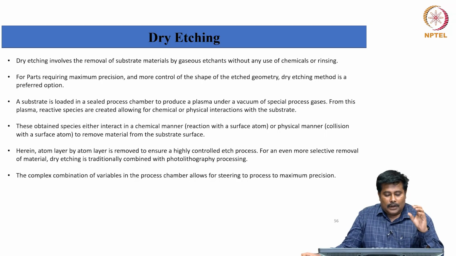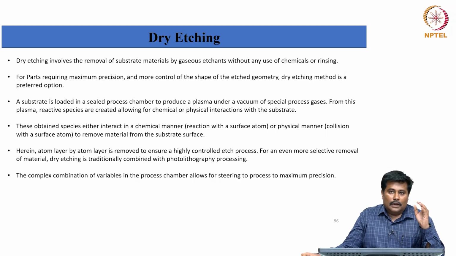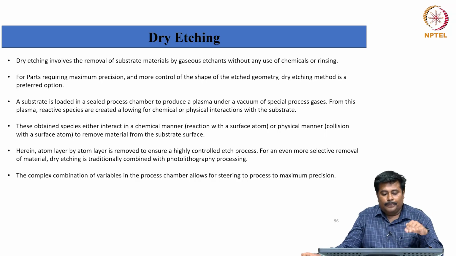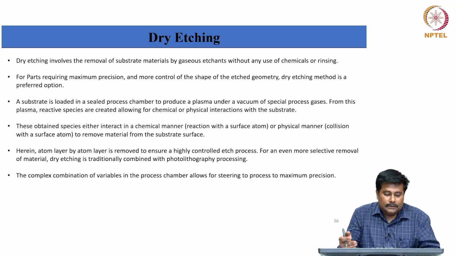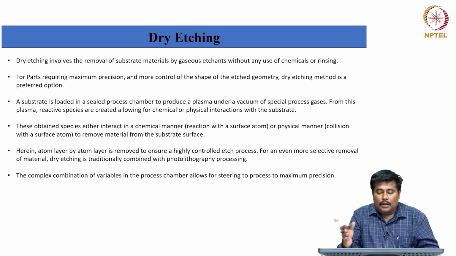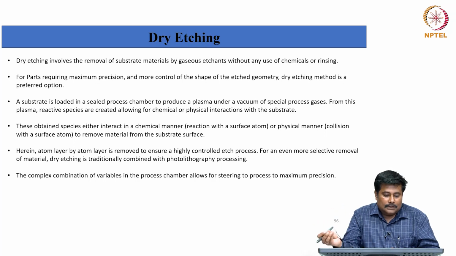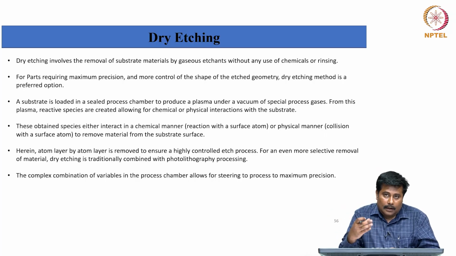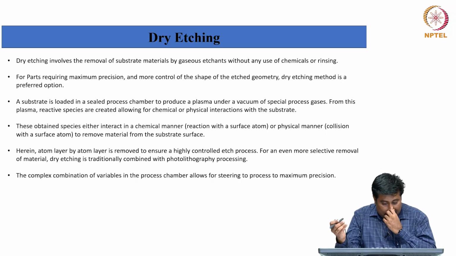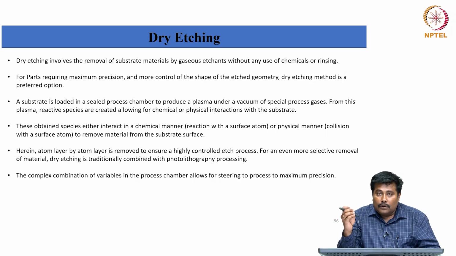In the dry etching method, a substrate is loaded in a sealed process chamber to produce a plasma under a vacuum of a special process gas. From this plasma, reactive species are created, allowing chemical or physical interaction with the substrate. These species either react chemically with the surface atoms, or physically collide with them, to remove material from the substrate surface. Atom layer by atom layer is removed to ensure a highly controlled etch process.